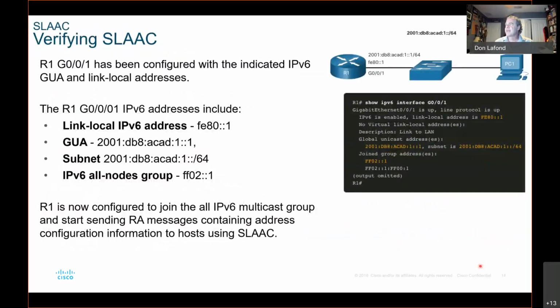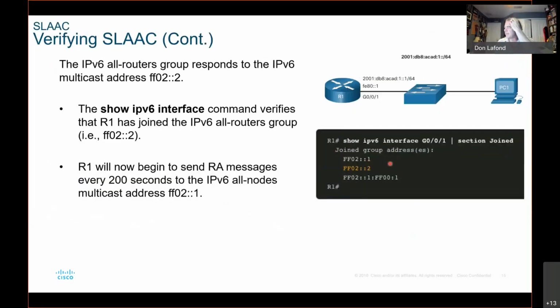So we're going to verify. We go to R1 and make sure it is configured with an IPv6 global unicast address and link-local address, which is created automatically. Here is the address you entered. Here's the subnet. And then it joined FF02::1, which is the all nodes multicast address. Now, the all routers group is FF02::2.